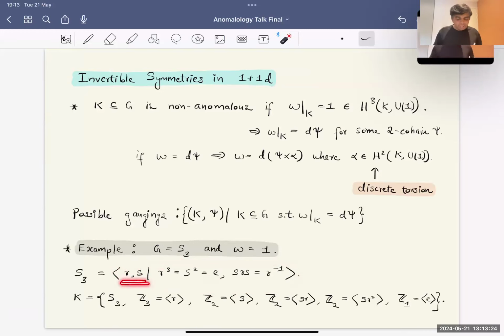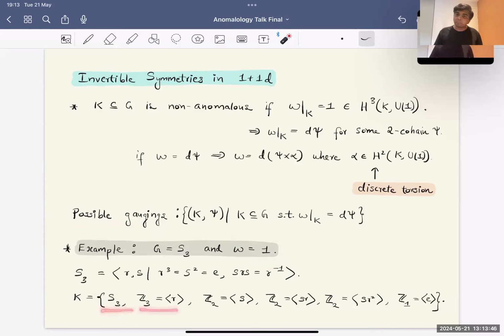So we have R comma S, where R is order 3 and S is order 2, and we have these relations which tell us what the group is. In this case, we will assume that there is no anomaly. The omega is trivial, just for simplicity. That means that any subgroup you can gauge. So the possible gaugings are just given by all possible subgroups you have.